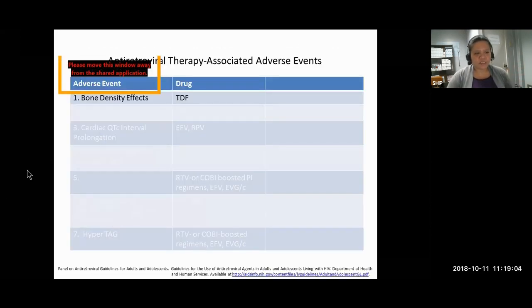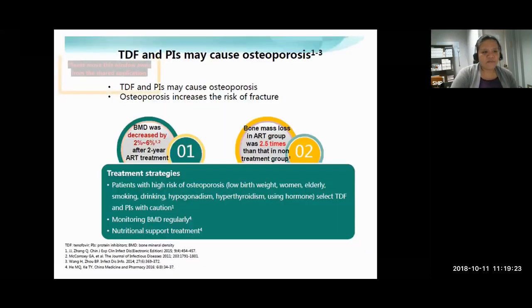Okay, so first, let's discuss bone density effects. This particular decrease in bone mineral density leading to osteoporosis is actually attributed to tenofovir. Okay, it's the TDF format, not the TAF. So TDF and sometimes protease inhibitors may cause osteoporosis. Now, osteoporosis increases the risk of fracture. In a study done with patients who were on 2 years of ARV, it was shown that when they did a bone scan, the density actually decreased by 2 to 6%.